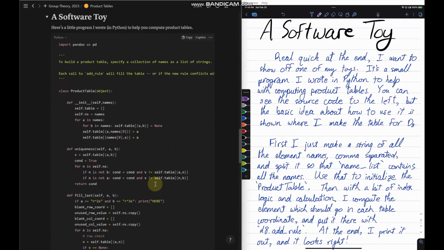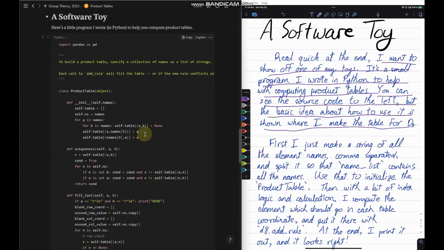And it is this little software toy. I just want to show off one of my toys. It's a small program in Python that I wrote to help compute product tables. You can see the source code to the left, but the basic idea about how to use it is shown where I make the table for D8.